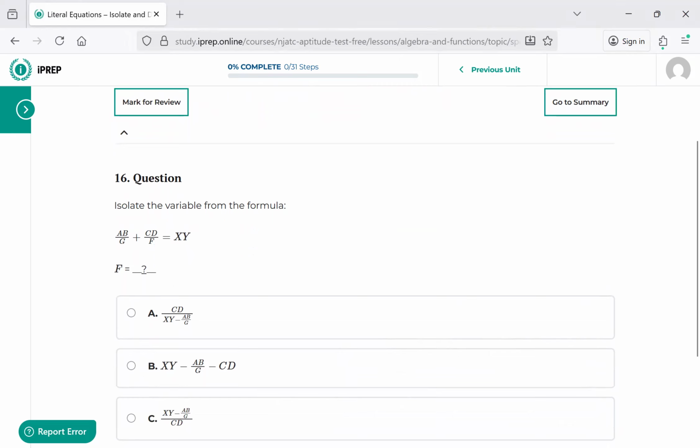Okay. So this is where you kind of need to know, you want to get rid of the fraction by multiplying all sides by the LCD. So you have AB over G plus CD over F equals XY. So what I would do is, these are capital. I would get rid of the fraction by multiplying all three sides by the LCD. You cannot cross multiply because there's more than two sides, right?